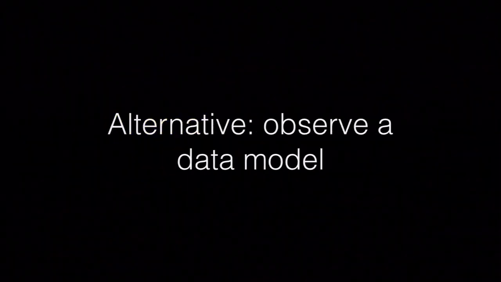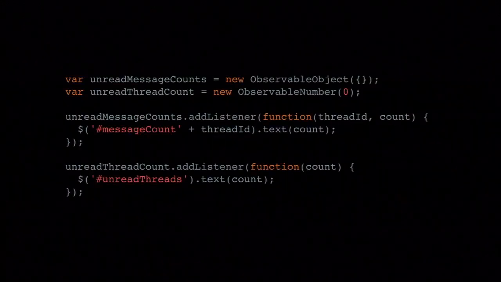So there is an alternative, and it's basically built around observation. So this is a much better approach because we don't have to sprinkle DOM manipulation throughout our code. So this is all made up libraries, but we have an observable data model here where we have unread message counts, the total unread thread count, and we add listeners on both of those data types, and we mutate the DOM when those change. So the DOM updates are all consolidated in one place.